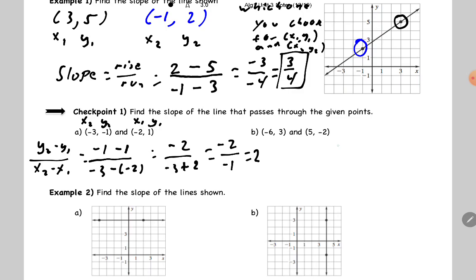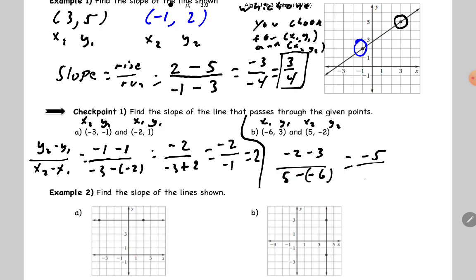Part B. Okay, now I'm going to call this one x1, y1, x2, y2. So y2 minus y1 is negative 2 minus 3 over 5 minus 6. So I have negative 5 on top, and then I have 5 plus 6 on the bottom. So negative 5 over 11 is my slope.